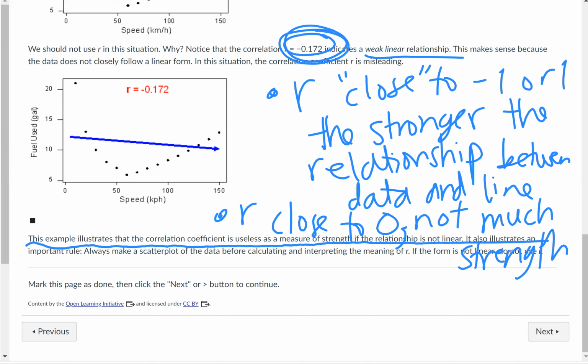It also illustrates an important rule. Always make a scatter plot of the data before calculating and interpreting the meaning of R. If the form is not linear, don't use R. You might come to the wrong conclusion. You've got to make sure it looks linear first, and then go ahead and try to find R if it looks linear.